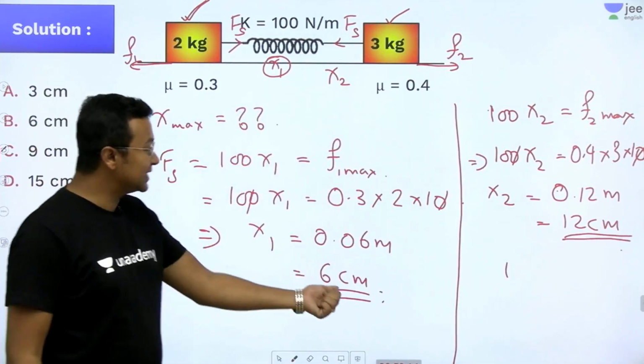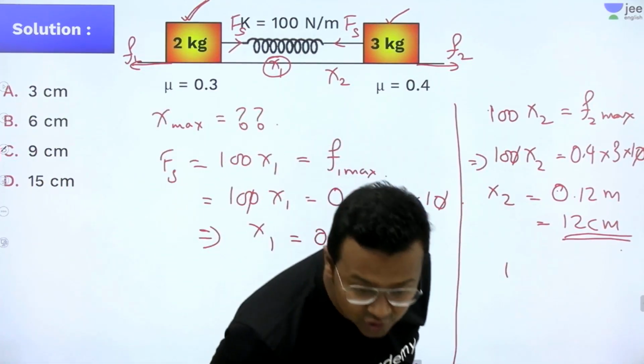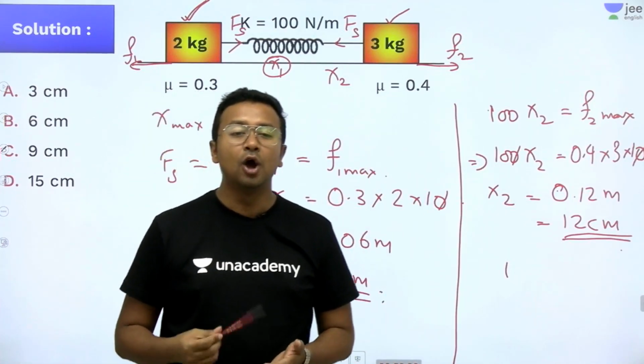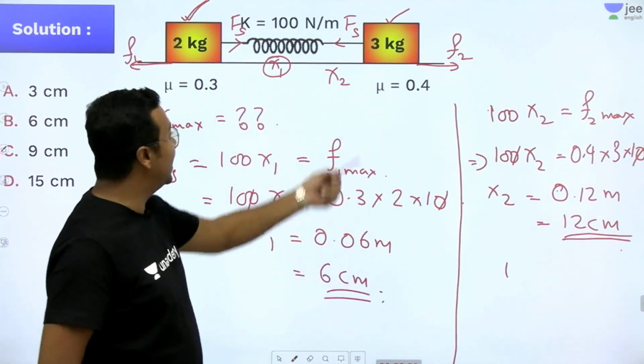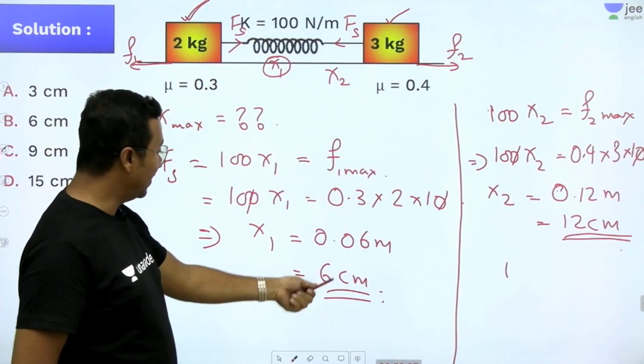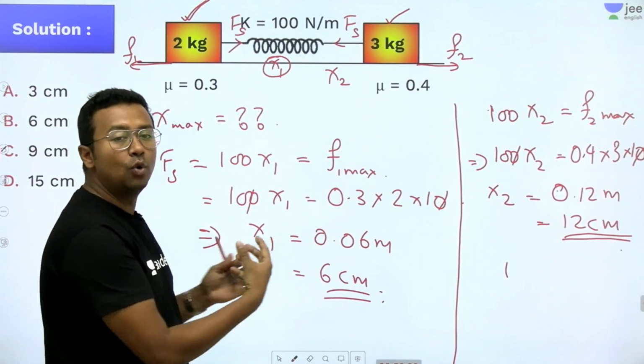So should we take 6 centimeter or 12 centimeter? Students, should we take 12 centimeter or 6 centimeter? Definitely 6 centimeter. Why 6 centimeter? Because if I make it 12, definitely this 2 kg block is going to move. But if I take 6 centimeter, I need to take the lower of these two.